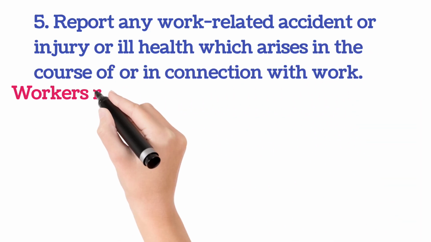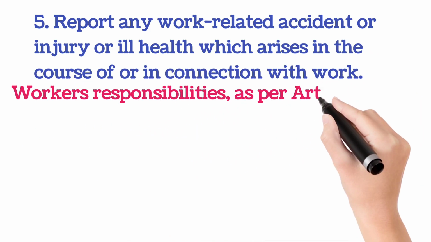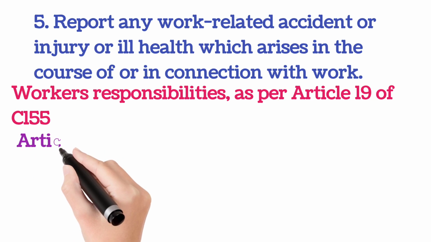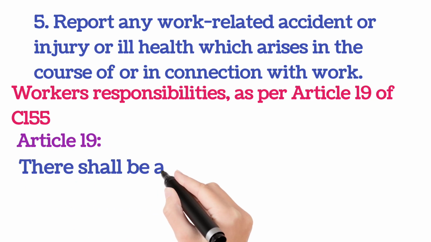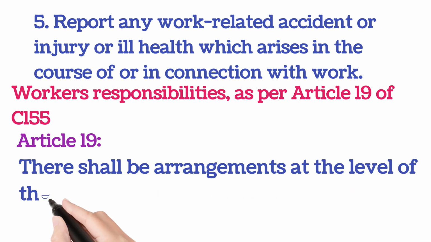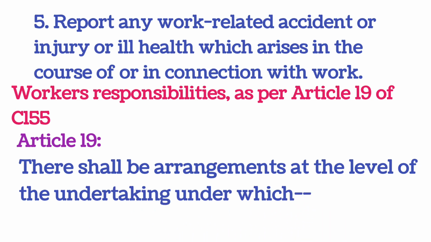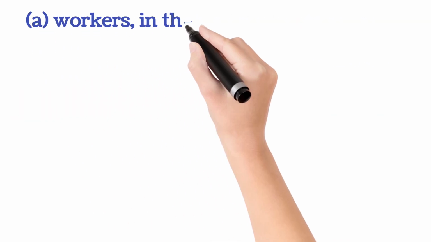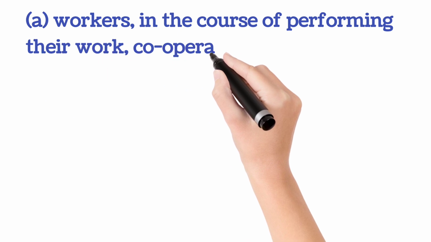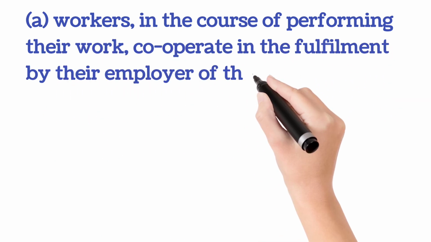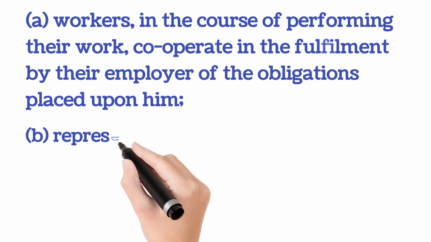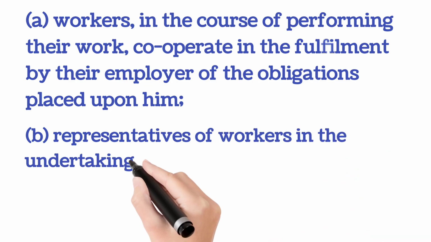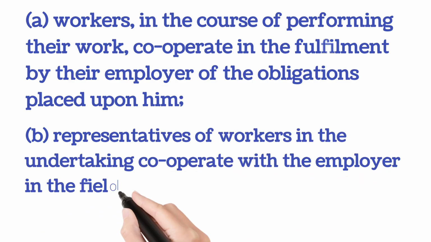Workers' responsibilities, as per Article 19 of C-155. Article 19. There shall be arrangements at the level of the undertaking under which A. Workers, in the course of performing their work, cooperate in the fulfillment by their employer of the obligations placed upon him. B. Representatives of workers in the undertaking cooperate with the employer in the field of occupational safety and health.